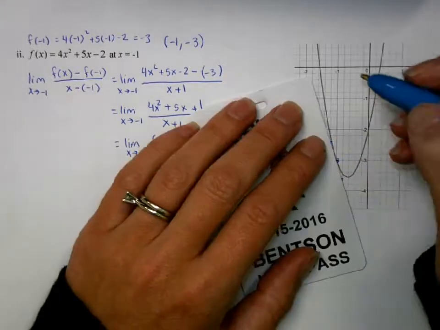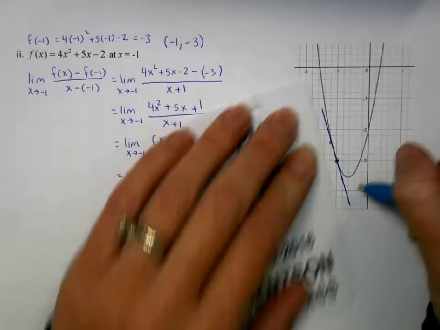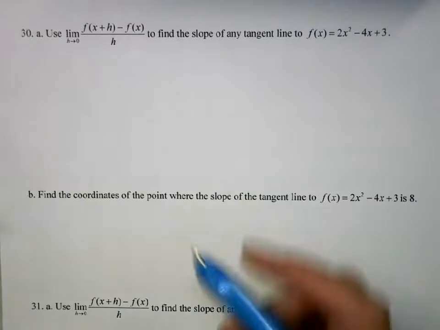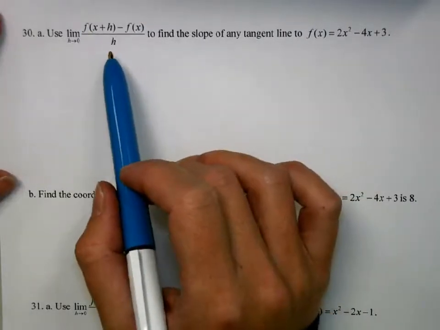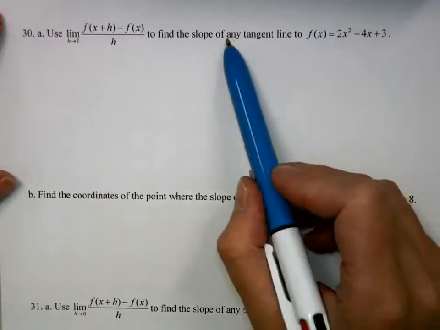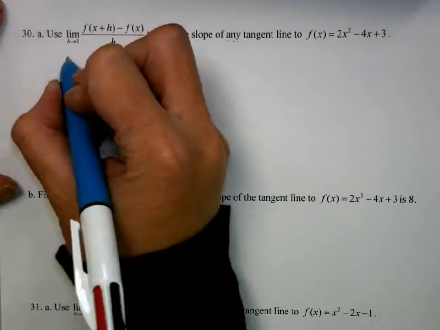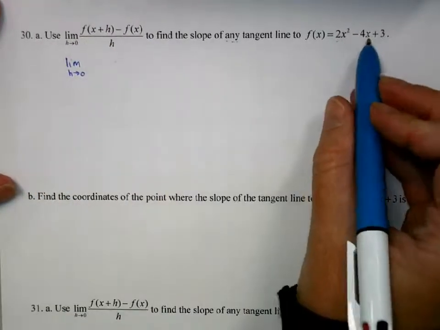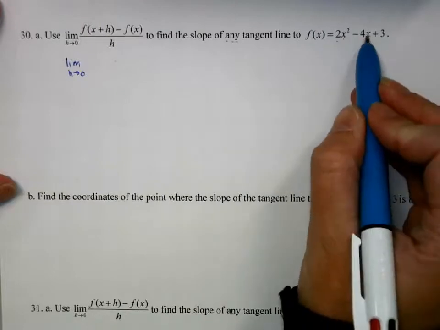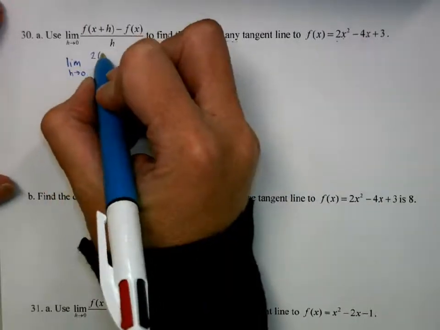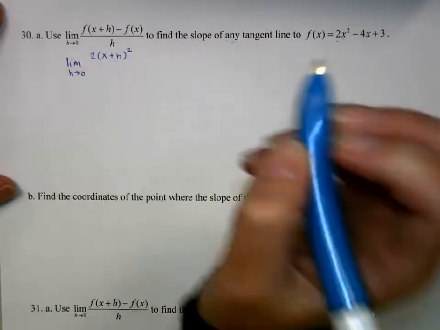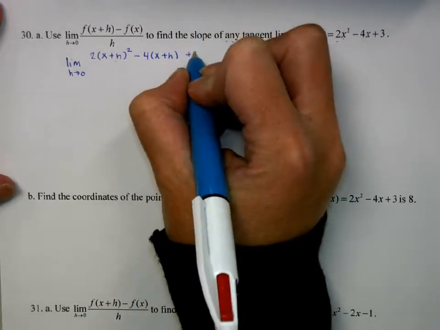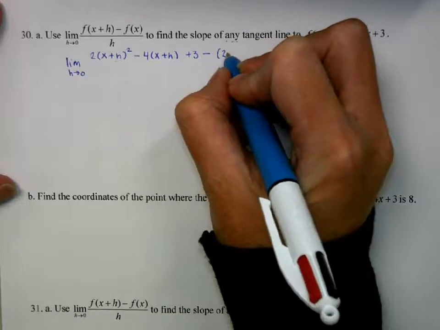Okay, the last thing we're going to do is we're going to use this formula, and again, you will be given the formula just like it's written here, to find the slope of any tangent line. So the limit as h goes to 0, f of x plus h is just this with x plus h here instead of x and x plus h here instead of x. So we're going to have 2 times x plus h squared minus 4 times x plus h plus 3 minus f of x. So that's going to be 2x squared minus 4x plus 3. All over h.